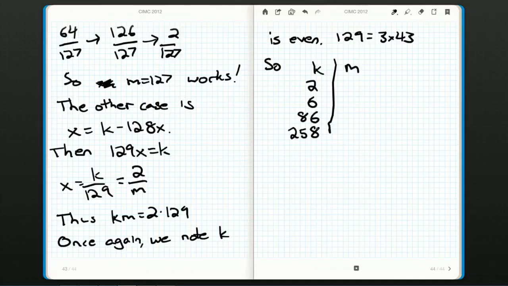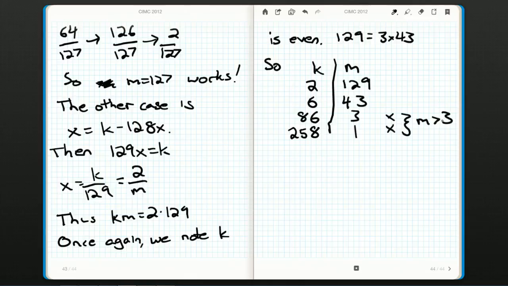Okay? And M has to be positive, so K is also going to be positive. So what does that leave us for M? Well, M could be 129. Sure. M could be 43. M could be 3. Or M could be 1. But both of these won't work because M was said to be greater than 3.